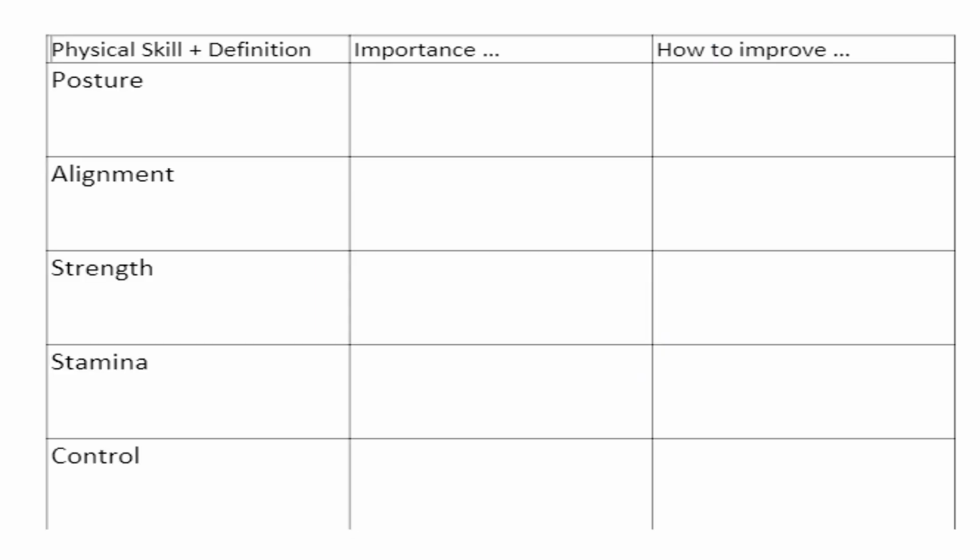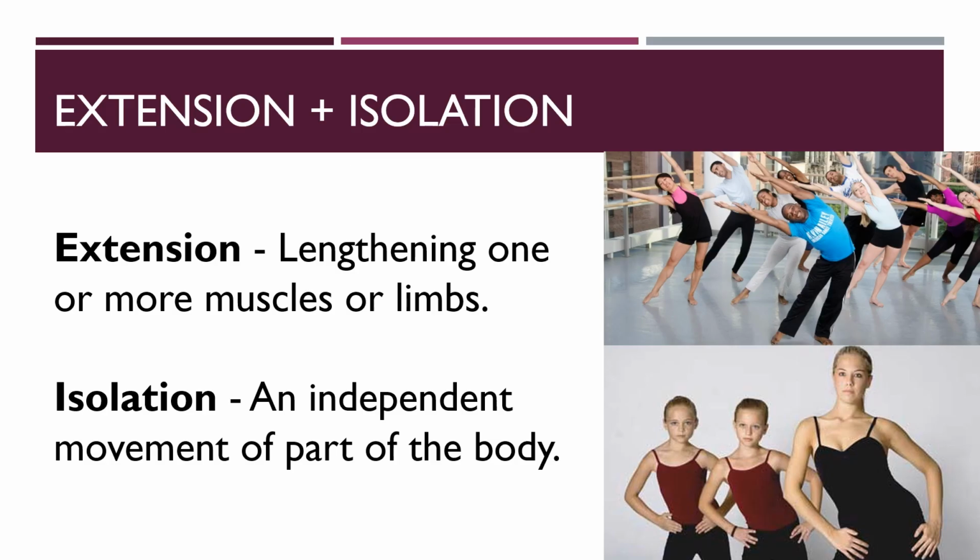Okay, so as I said, hopefully you've got this sheet now, so just make sure you've got that with a pen. Okay, extension and isolation. So extension: lengthening one or more muscles or limbs, okay? You can imagine that in your head, you can look at that picture. So it's extending and lengthening muscles and limbs, so that full extension that we talk about in class. Just pause the video if you need to and write down the definition in your table.